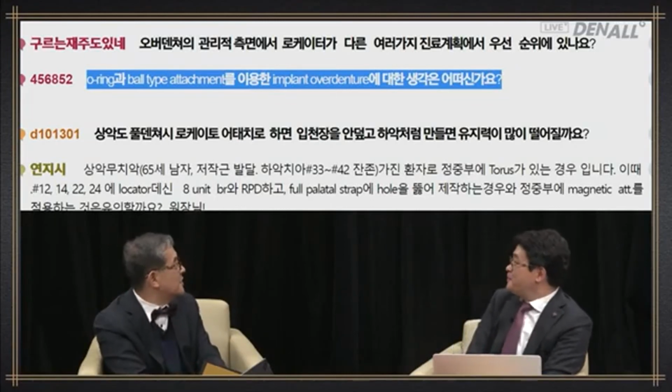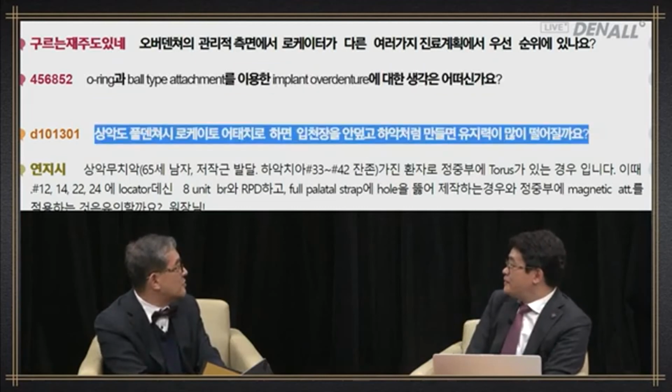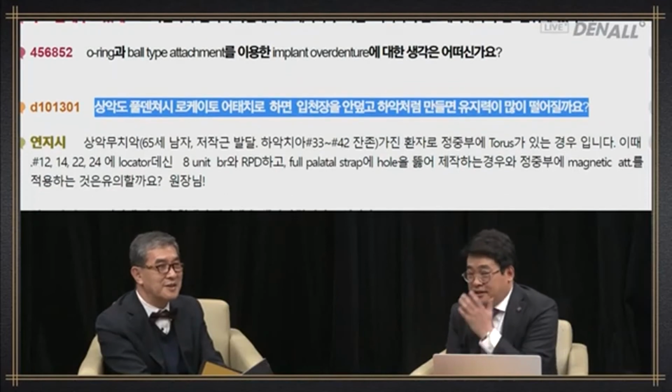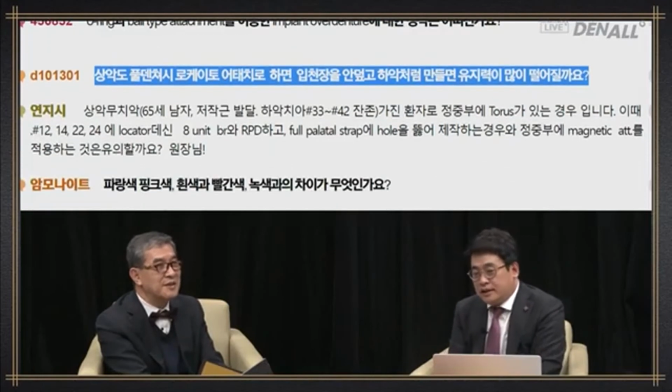Understood? Next, D101301. In doing full denture in the upper with locator attachment, if I do not cover the palatal side and make it like the lower, will the retentive force go down significantly? Can I do open palate denture? I would advise against it.